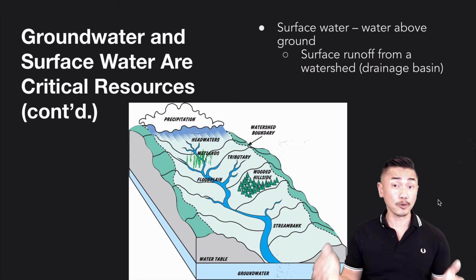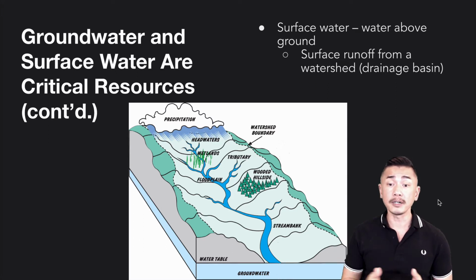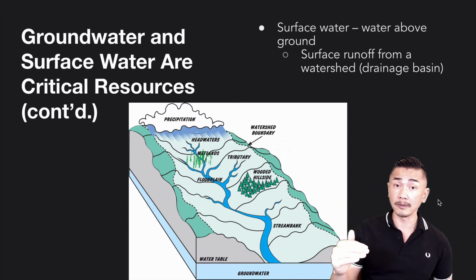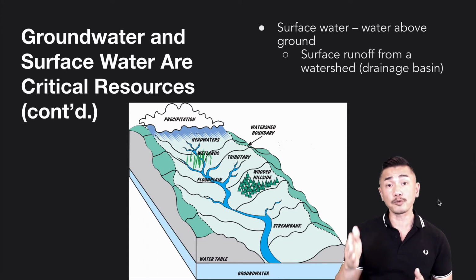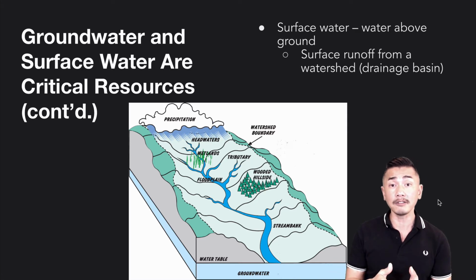In addition to groundwater, another critical source of fresh water is surface water. Surface water is water above the ground, and it comes from surface runoff that comes from a watershed or drainage basin and accumulates in a body of water like a river, lake, or stream.